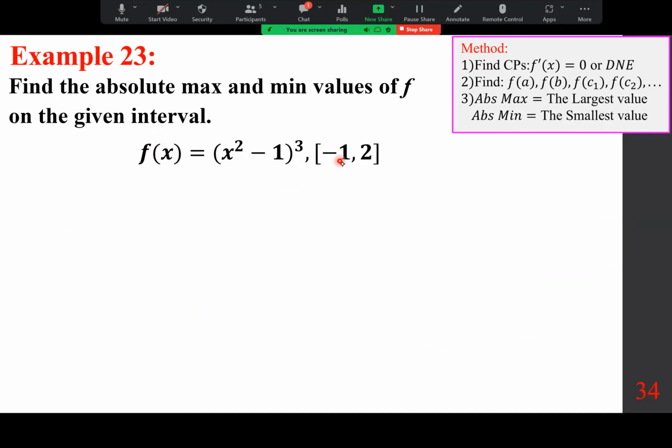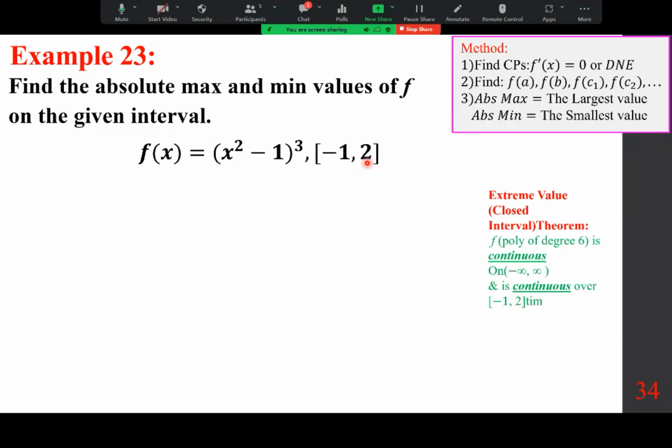First, what type of function do we have? This is a polynomial of degree 2 times 3, or 6. And it's continuous from negative to positive infinity. Therefore, it makes it continuous in the given interval of negative 1 to 2. So this is extremely important to understand. That means now I can use the methodology of the extreme value or closed interval theorem.